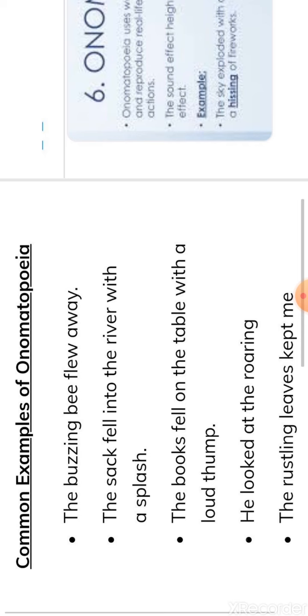You can see, the buzzing bee flew away. Here again the sound is there. The sack fell into the river with a splash.